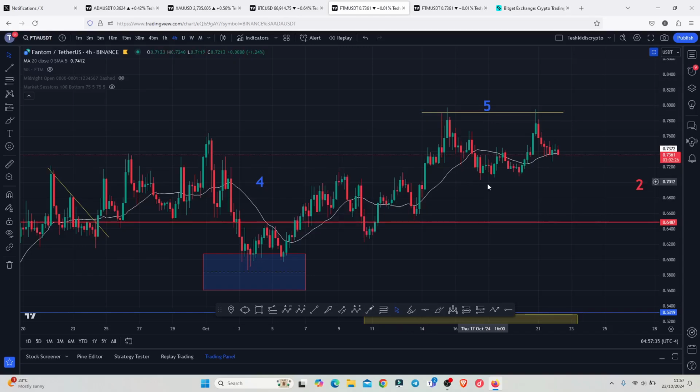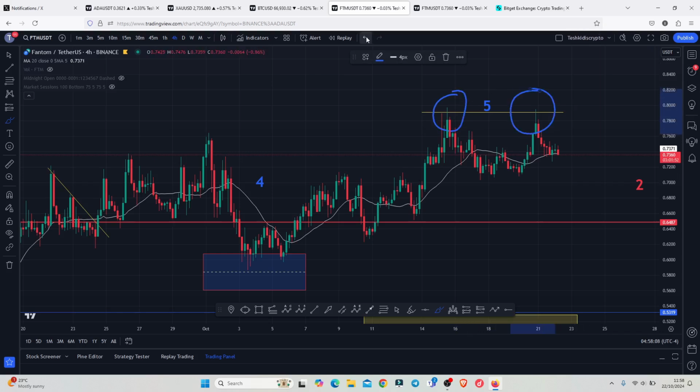Fantom at the time of this recording is seeing a bit of a breakdown move, and we are slightly holding above the 20-day MA here on the 4-hour chart. We also continue to hold above our key area of support above the 0.6487. We have also seen a rejection at a key area of resistance above the 0.7919 in a move that has now resulted in the formation of a double top, which is a bearish pattern that breaks to the lower side.